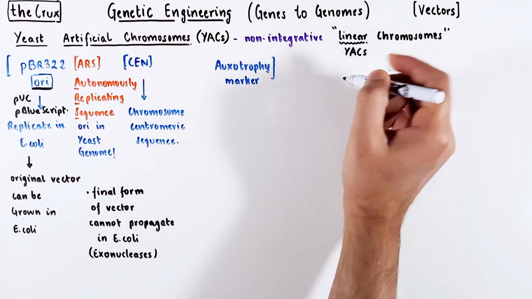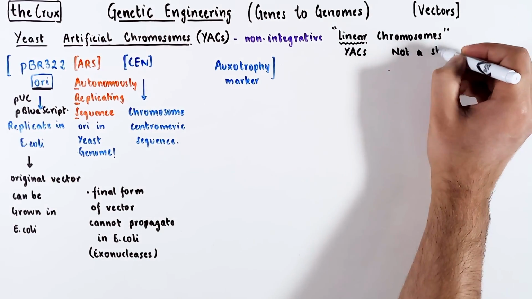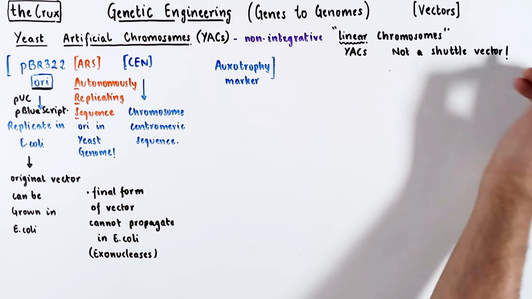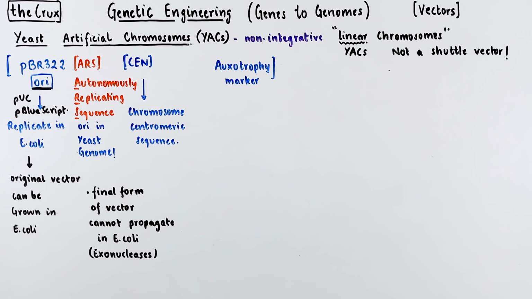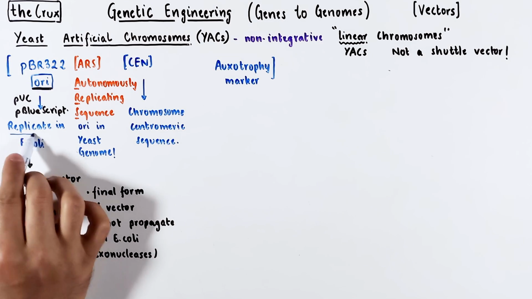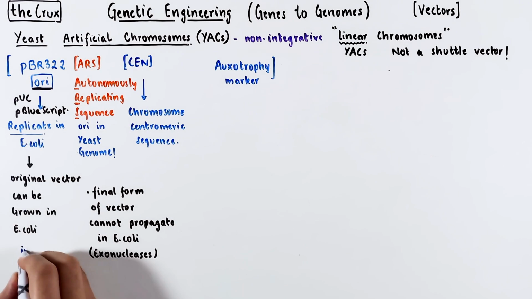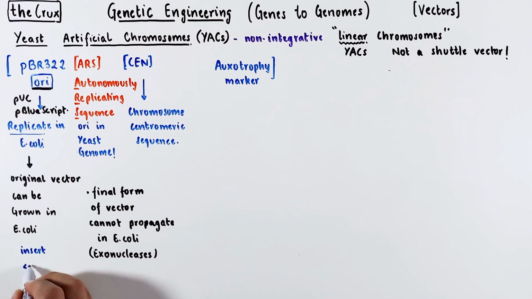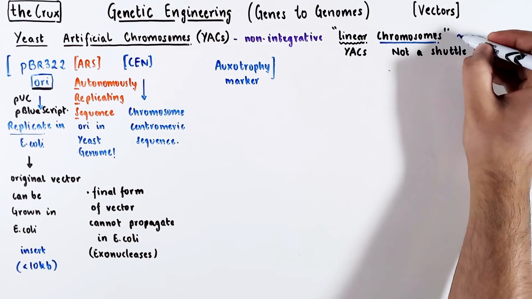This important distinction, that the final form of the vector can only be used in yeast, makes linear YACs a non-shuttle vector, even though it has the prokaryotic origin of replication. In all previous cases, the final vector can also be replicated in bacteria. Therefore, they're all shuttle vectors with a relatively small insert size.